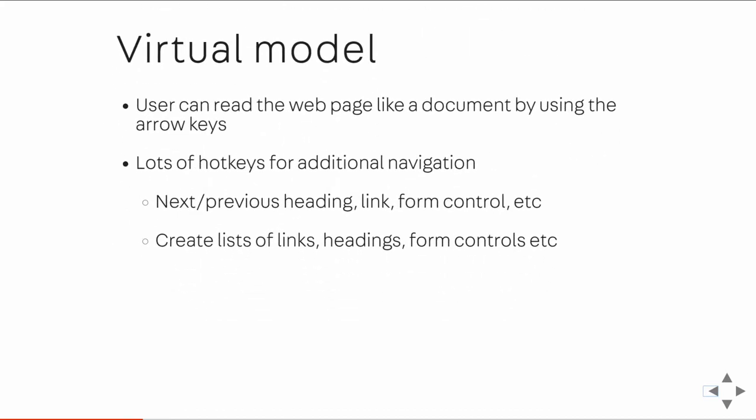So, the virtual model I was talking about is kind of like a document view where the user can navigate a web page using arrow keys, like you would go through a text document. So you can go line by line and word by word, character by character, and usually that's not possible in a normal browser. So that's a special interface a screen reader adds on top of that. And there are lots of hotkeys, like almost every letter and button on the keyboard will perform some kind of action. For example, to go to next heading, next form field, next hyperlink, etc. So there's lots of new interaction being added by a screen reader if you read a web page.